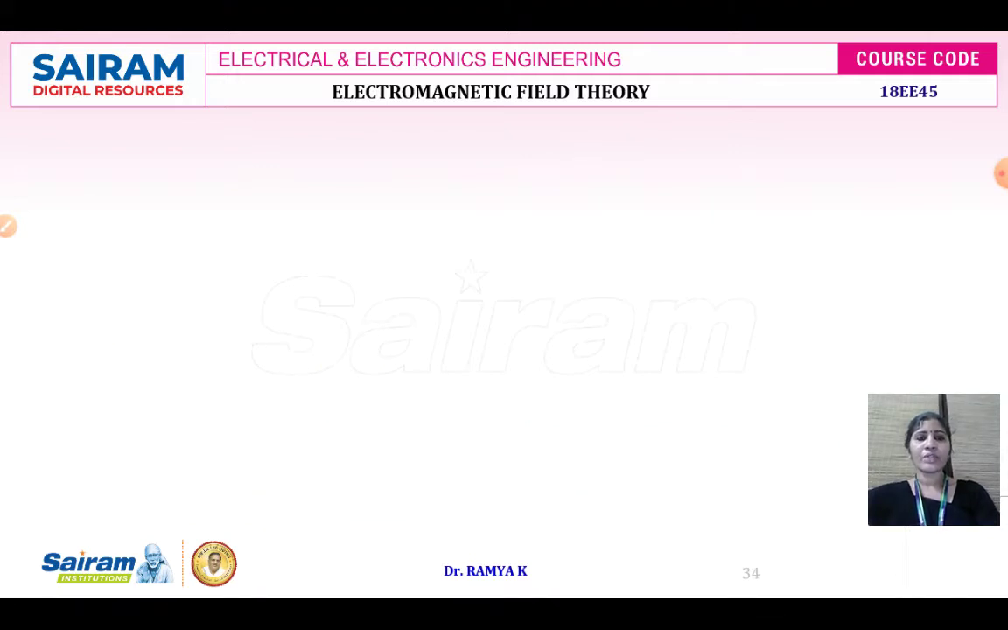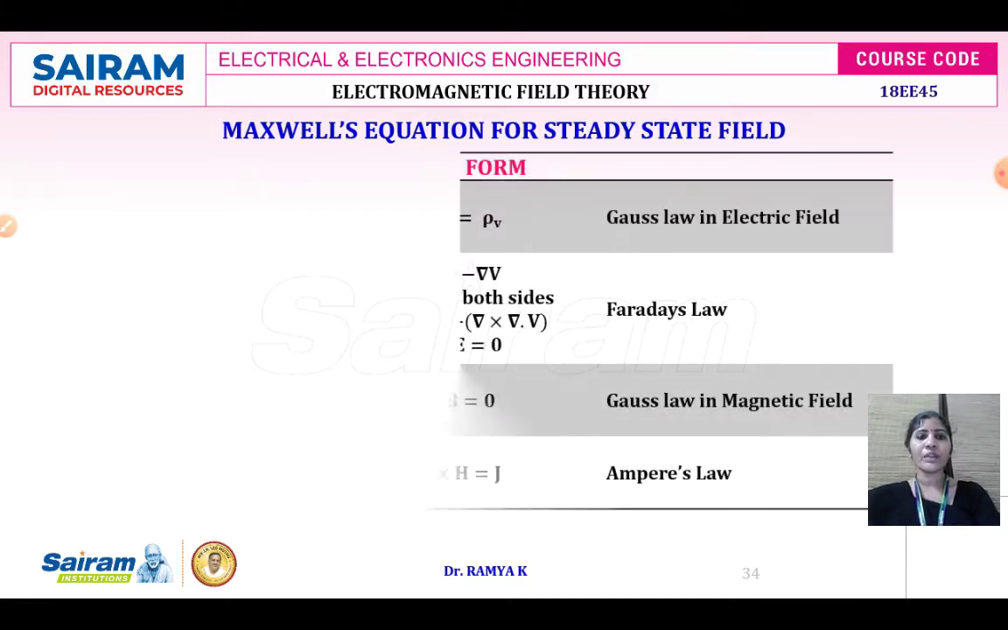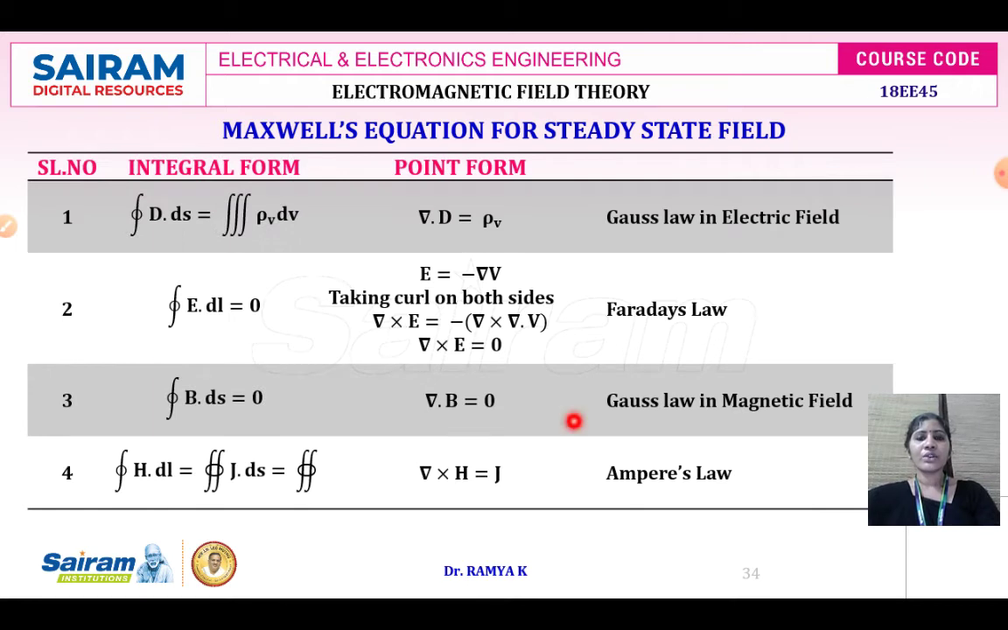Now we are going to see the Maxwell's equation for steady state field. Maxwell's equation has to be written for both electrostatics as well as magnetostatics, and also it has to be written both in integral form as well as differential form. The table shows the Maxwell's equation for the steady state field.